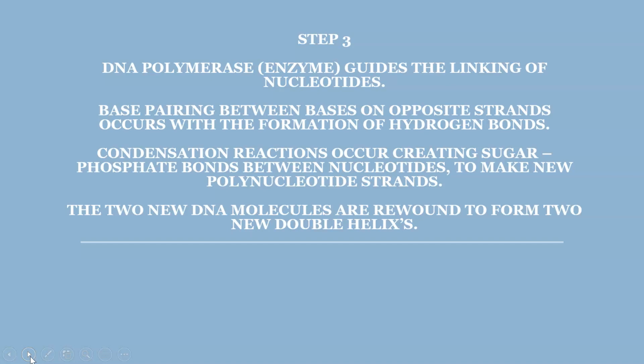Then condensation reactions occur, creating sugar phosphate bonds between the nucleotides to make new nucleotide strands. So remembering that our polymer of nucleotides is that sugar phosphate bond between the sugar molecule on one nucleotide and the phosphate on the next one. So this then makes our new polynucleotide strand. The two new DNA molecules are now rewound to form two new double helixes.